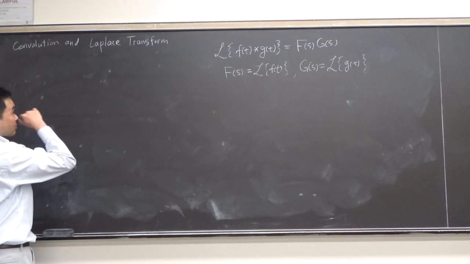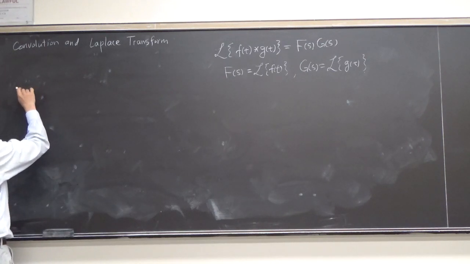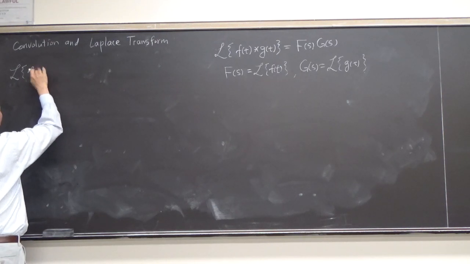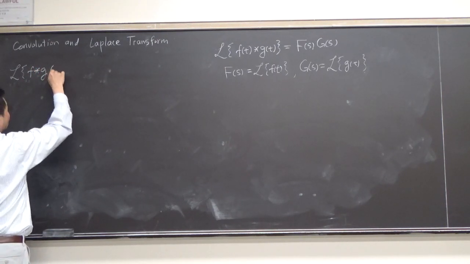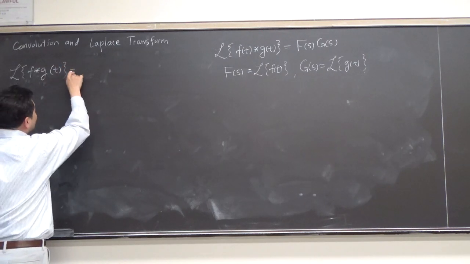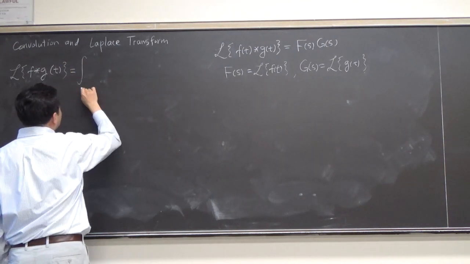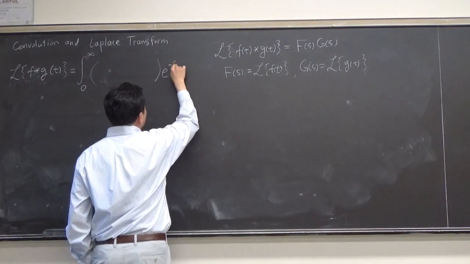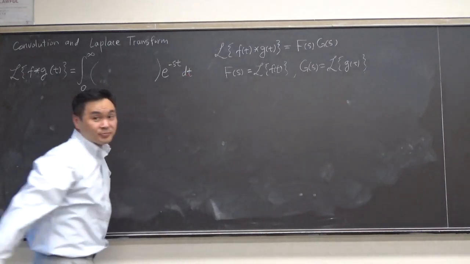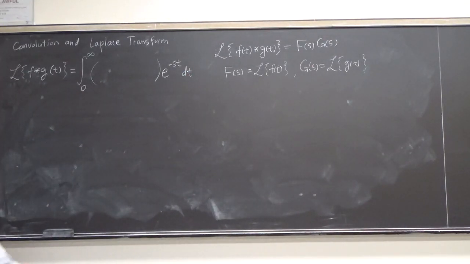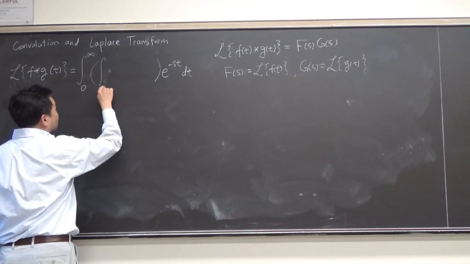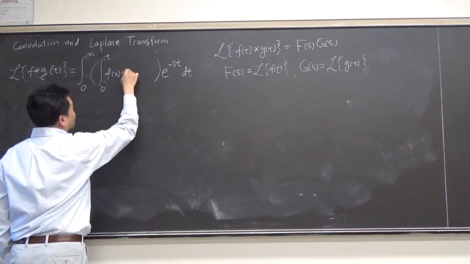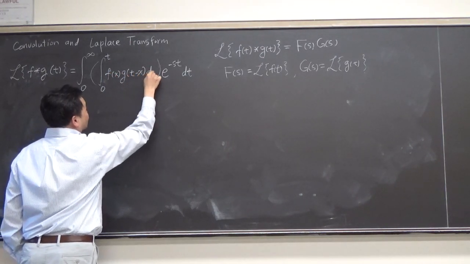Okay, so let me show you the brief proof. What's the Laplace transform of f convolved with g? Sometimes they write t only once, just like that. Well, we know that the Laplace transform is the integral from 0 to infinity of that function times e to the negative st dt. But then the convolution itself is the integral from 0 to t of f of x g of t minus x dx.